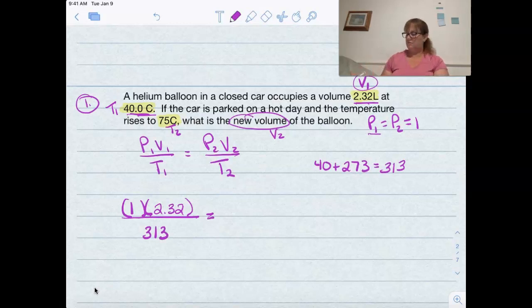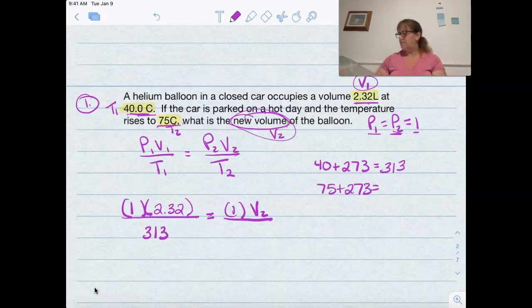Equals our P2. Well, our P2 again is 1. That's because the pressure is being held constant. What is our V2? Well, that's what we're trying to solve, so we're just going to put it as a variable right there. And then what is our T2? Our T2 is 75 degrees Celsius. Again, we have to add this to 273. And let me pull up my calculator, because I probably could do it in my head, but I'm worried that I'm going to get it wrong, and I don't want to be embarrassed forever. 348.